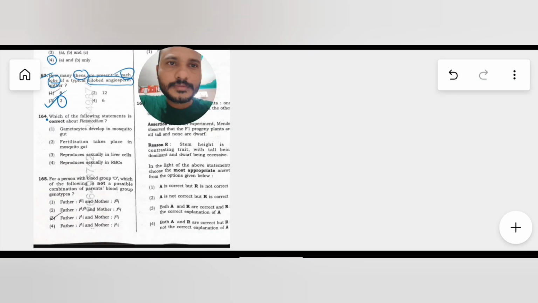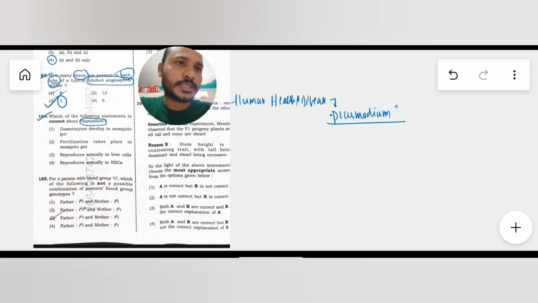Okay, next one, 164. Which of the following statements is correct about Plasmodium? This question is from human health and disease. In that chapter, they specify one important protozoan organism, that is Plasmodium. Remember, Plasmodium causes malaria disease. So here they are asking about the life cycle of Plasmodium, and they frame these questions on it.